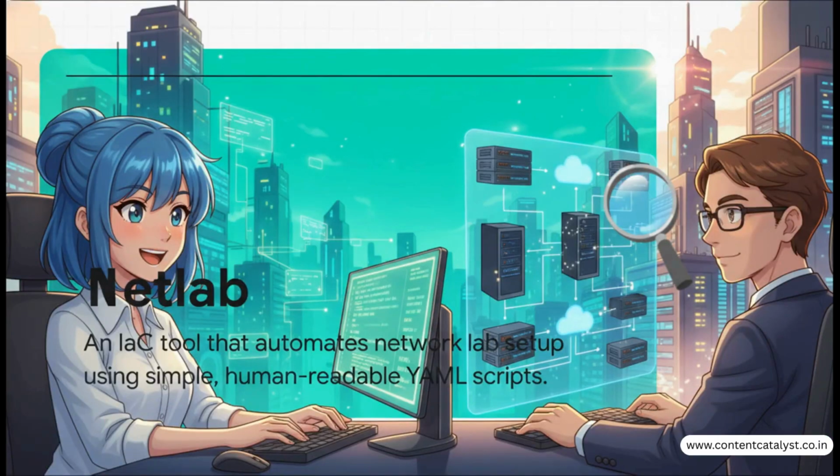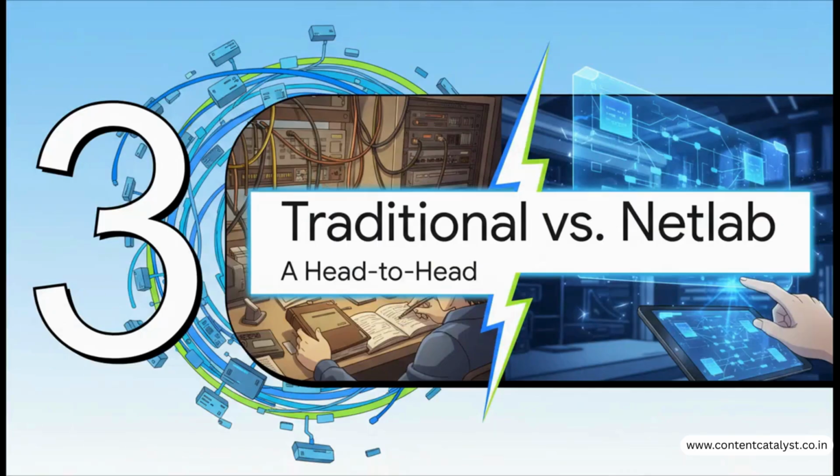And that brings us to the hero of this explainer, Netlab. See, Netlab is the tool that makes IAC totally accessible for network engineers. It uses these simple YAML scripts, which are actually really easy to read and write, to automate your entire lab creation from start to finish. So let's put these two methods head to head. I think seeing the difference side by side is where the real power of this approach becomes crystal clear.